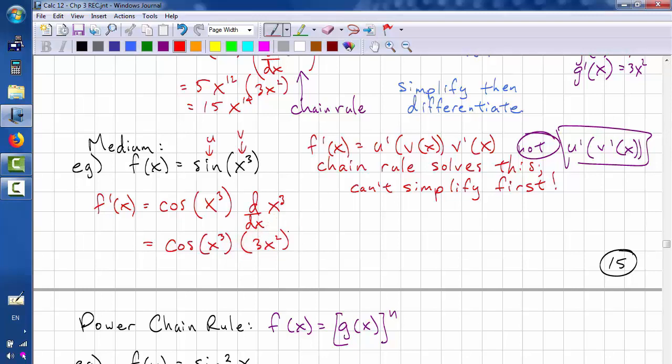And remember, we want to order this expression properly. Polynomials come first: 3x squared cos x cubed. And the reason is we don't want to be multiplying these two together. That would be incorrect.